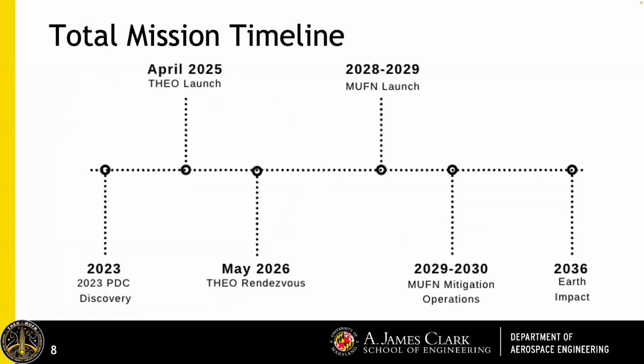So here is a total mission timeline to think about while I'm talking. This is a hypothetical asteroid. It would be discovered in 2023, which is where we are now, and then it would impact the Earth in 2036, which is 13 years from now. Our THEO and MUFN missions were designed so that they launch and reach the asteroid at specific points. THEO is a rendezvous mission that gives us data about the asteroid, and MUFN is our mitigation mission.